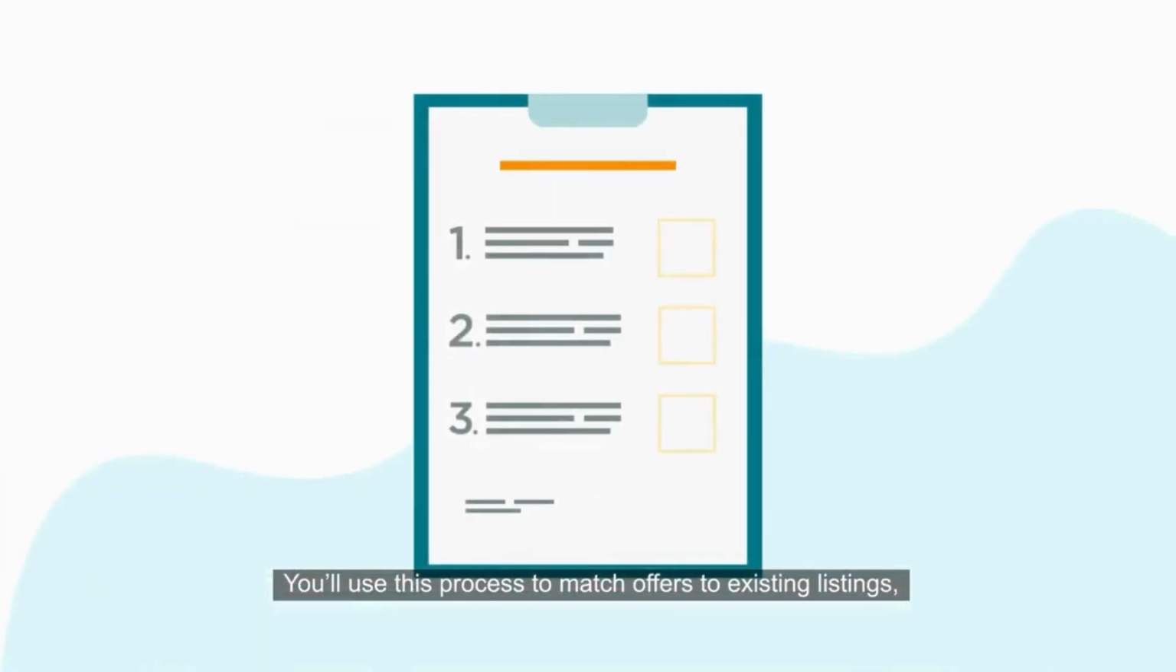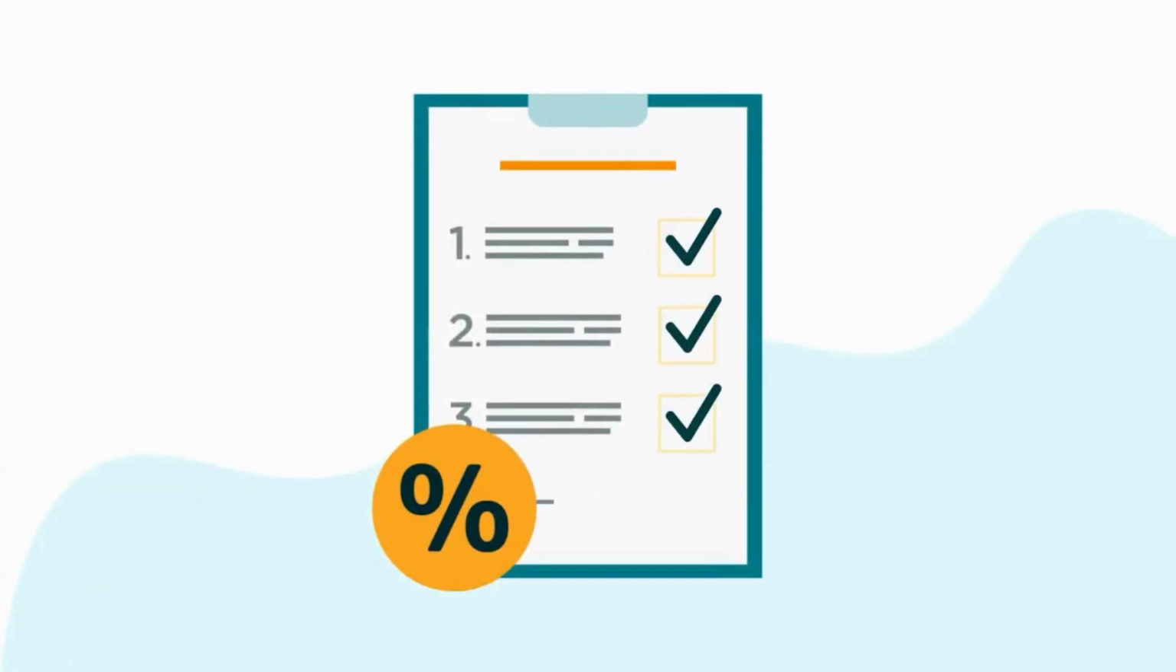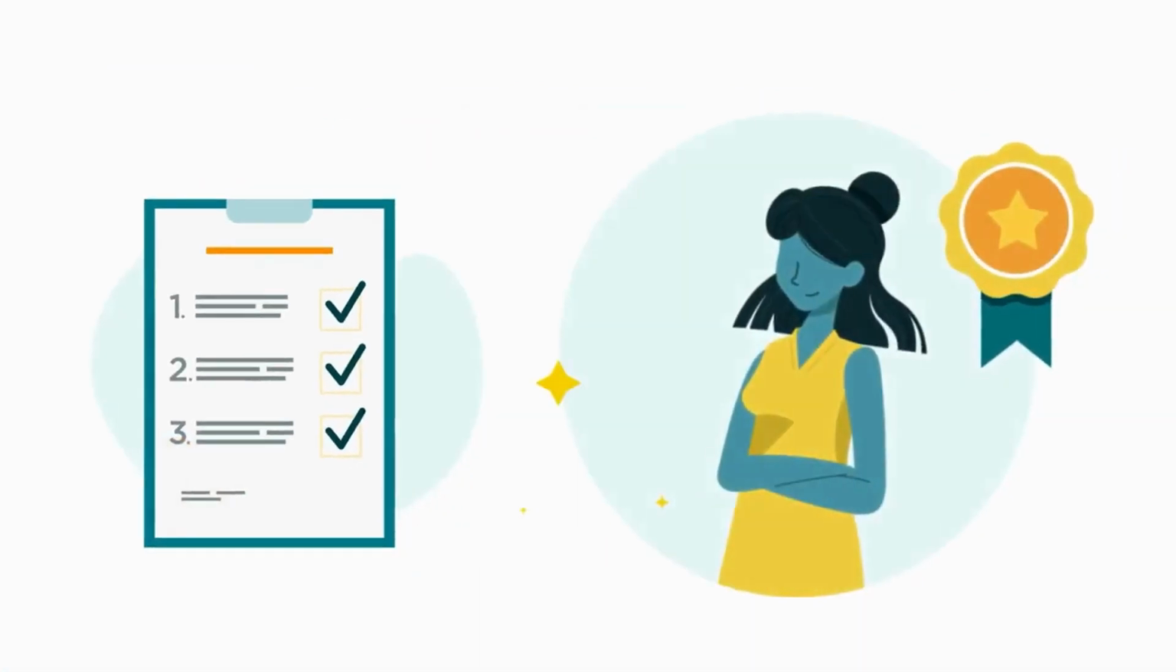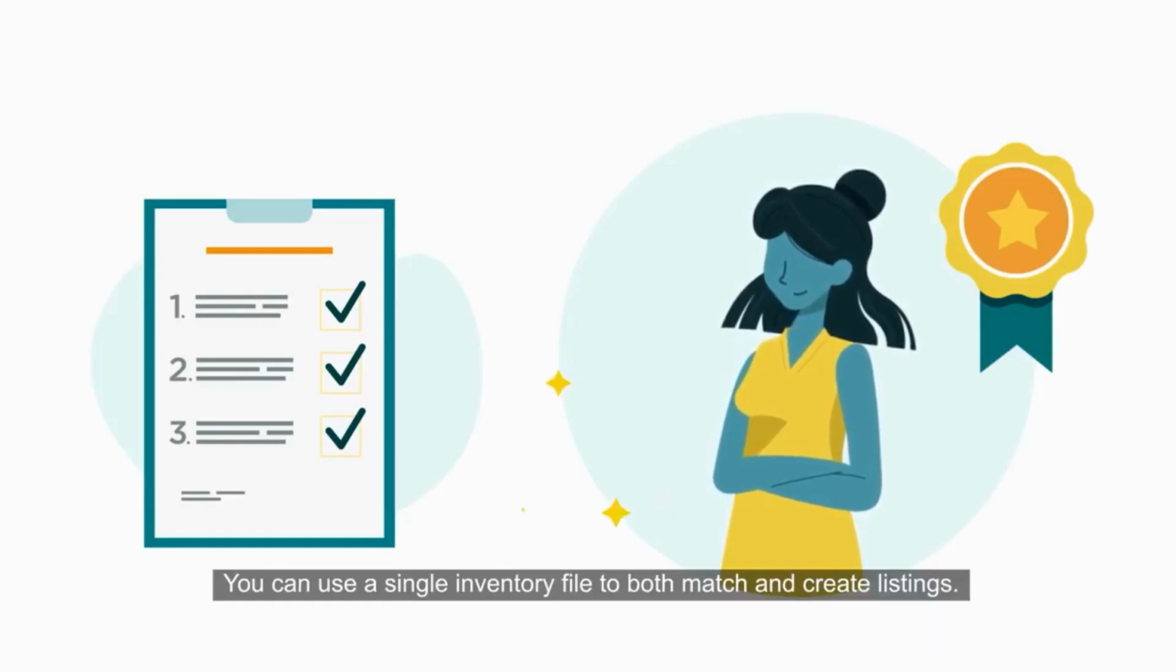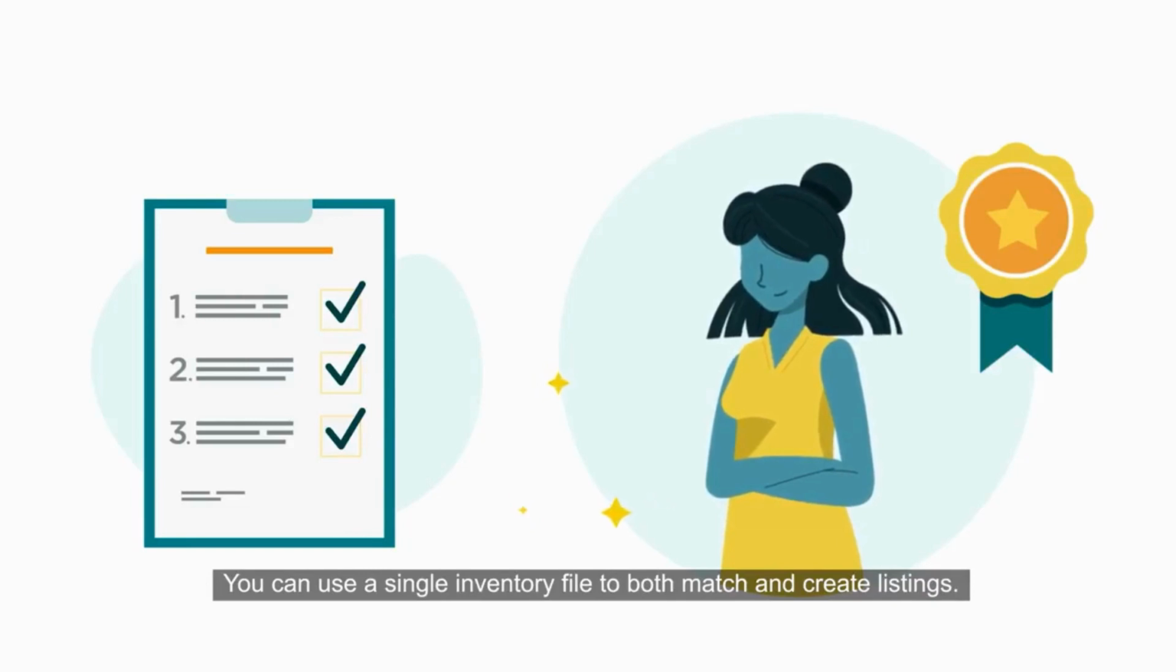You'll use this process to match offers to existing listings, and if you're a qualified seller, you'll use it to create product detail pages and listings for new products. You can use a single inventory file to both match and create listings.